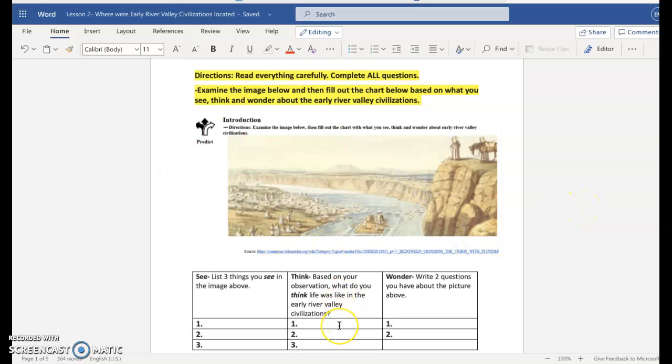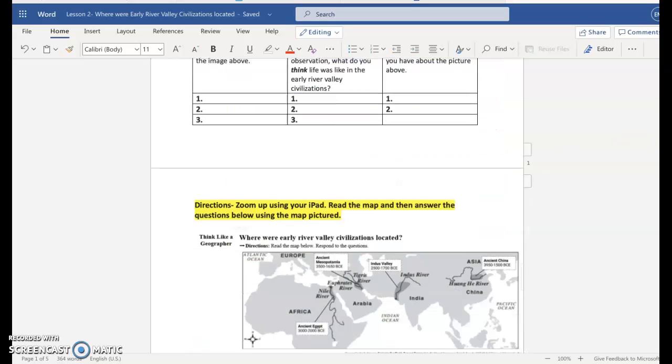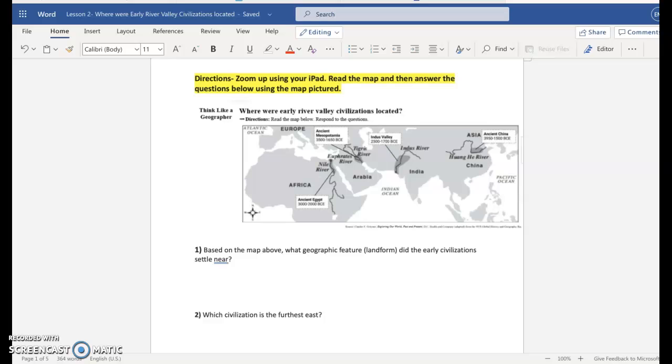Then go to the think column. Based on your observation, what do you think life was like in the early river valley civilizations? The last column is wonder. Write 2 questions you have about the picture above. Then we're going to scroll down to the next set of directions.